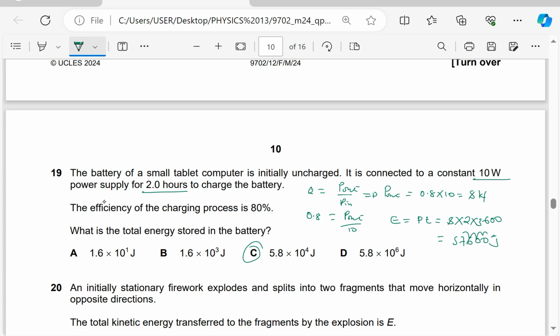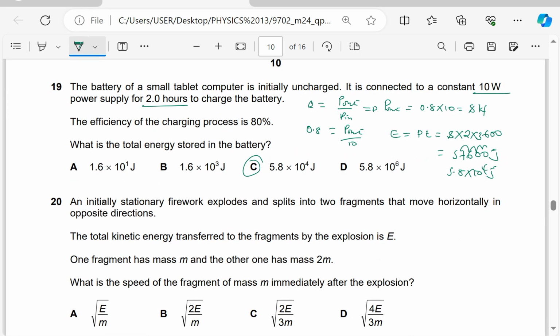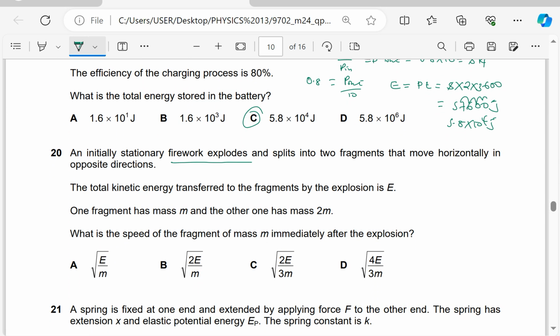1, 2, 3, 4. So that is 5.8 times 10 to the power of 4 joules. So the answer is C. An initially stationary firework explodes and splits into two fragments that move horizontally in opposite directions.